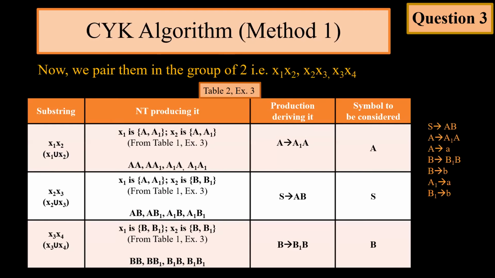We move to pairs of two: x1, x2; x2, x3; and x3, x4. For x1, x2, we get four outputs. Among those four outputs, only one output, that is A tends to A1A, is derivable from the grammar. So the symbol to be considered in this case will be capital A. Then we move to x2, x3. In this, we get four outputs. Among those, only one is derivable from the grammar, so we get the output S. Then we move to x3, x4. Among these, there is only one production which gives us the output, that is capital B.